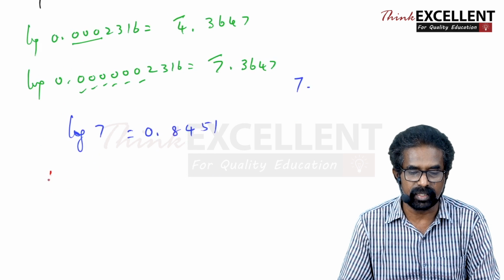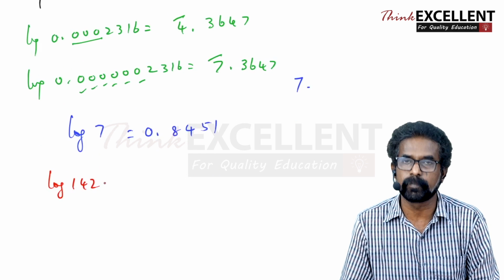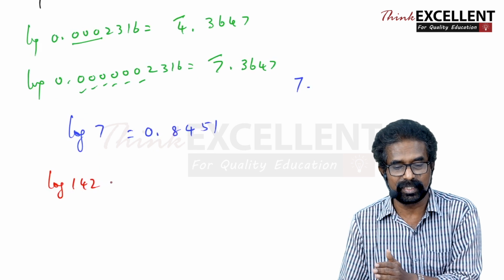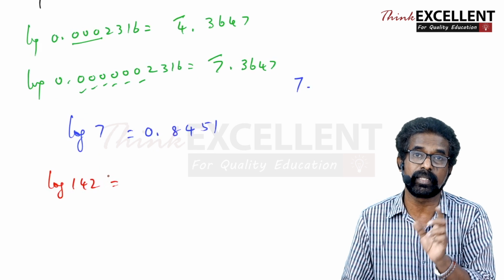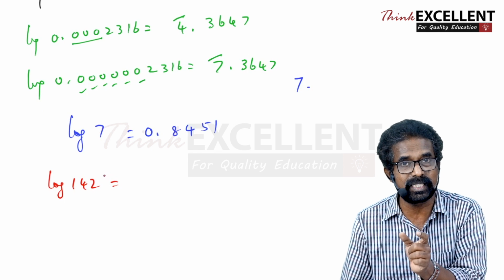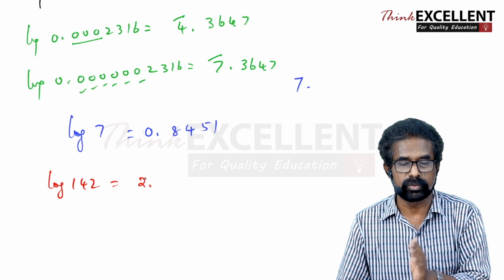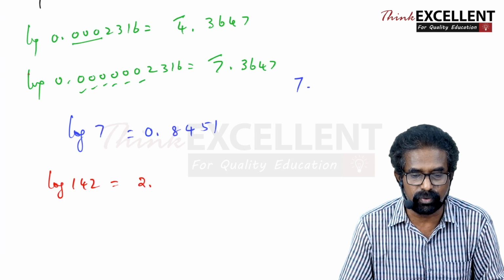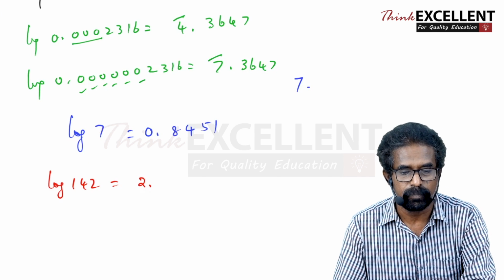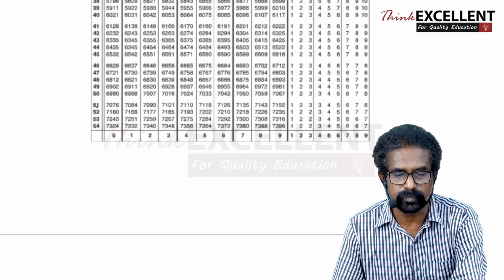See another example. Suppose I want to find the log of 142. The point is at the end. So for 142, before the point you have 3 digits. If you have 3 digits, you write 2 point. For 142, you have to look at 14, 2. Please listen: 14, 2.